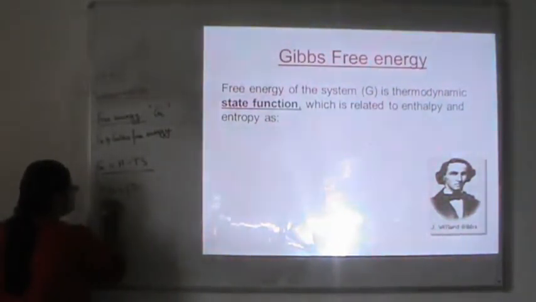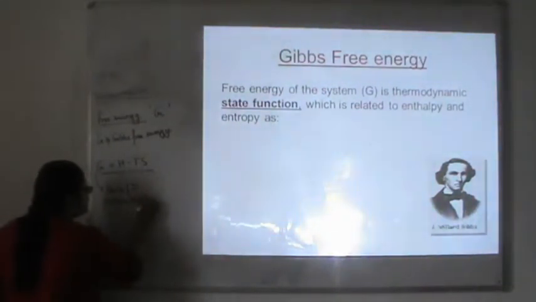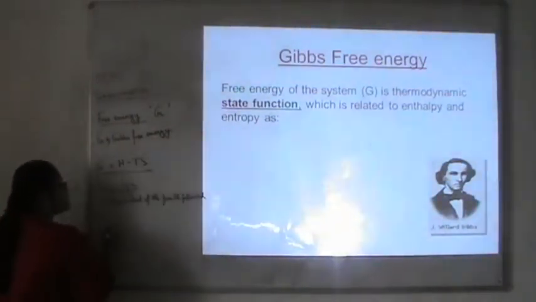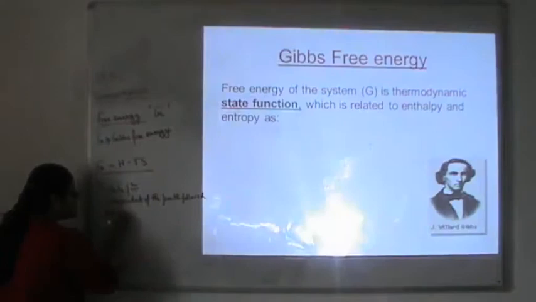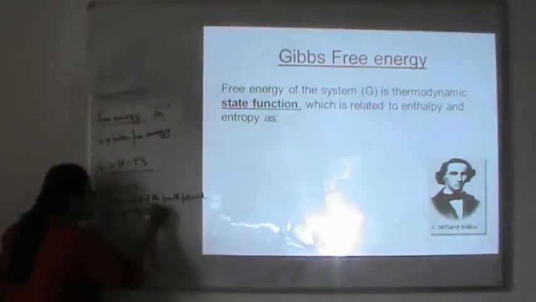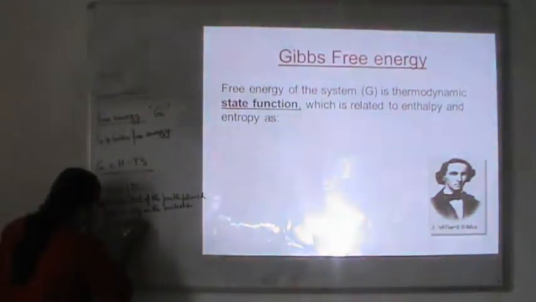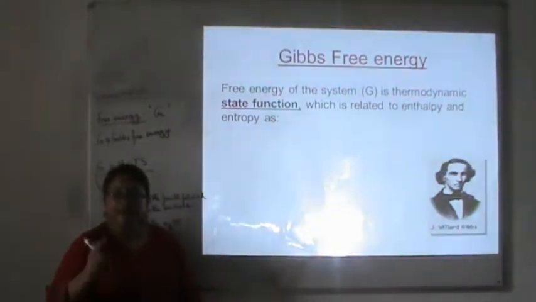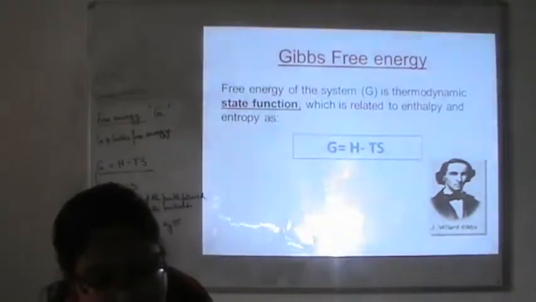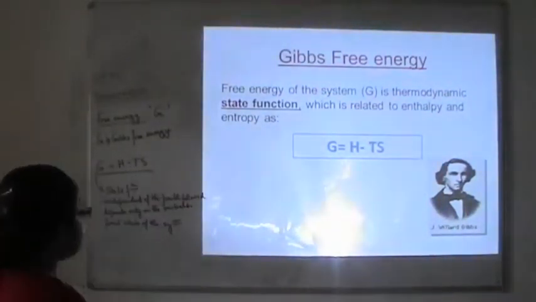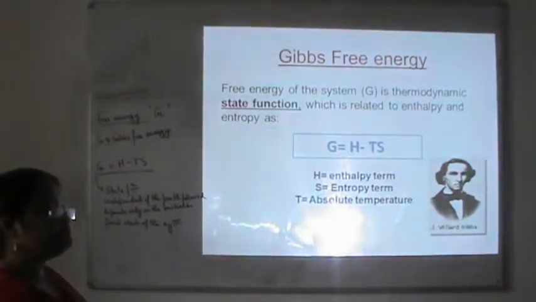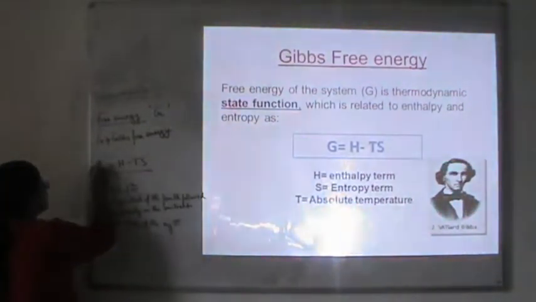Being a state function means it is independent of the path followed. It depends only on the initial and final state of the system. It is integrable, we can do integration. So G is equal to H minus TS, where H is the enthalpy term, T is the temperature in the absolute Kelvin scale, and S is the entropy term. And G is also an extensive property.